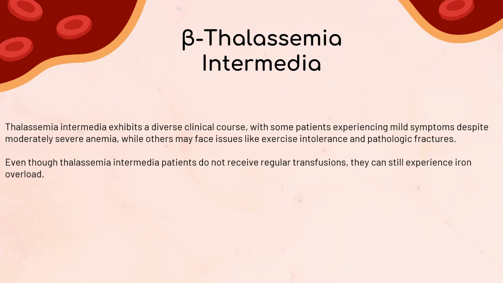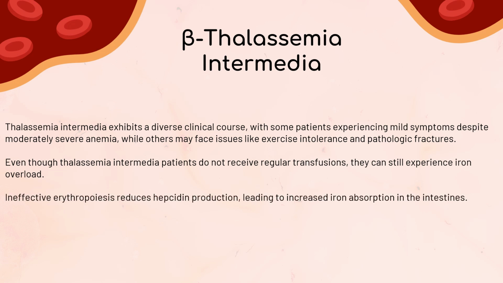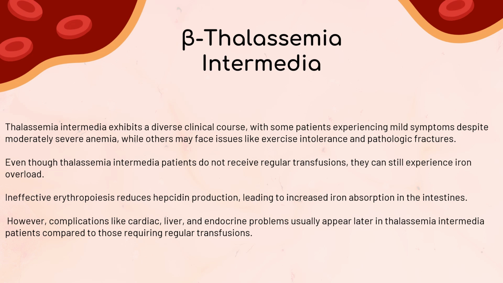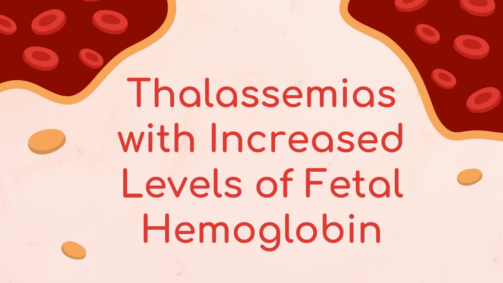Even though thalassemia intermedia patients do not receive regular transfusions, they can still experience iron overload. Ineffective erythropoiesis reduces hepcidin production, leading to increased iron absorption in the intestines. However, complications like cardiac, liver, and endocrine problems usually appear later in thalassemia intermedia patients compared to those requiring regular transfusions. Thalassemias with increased levels of fetal hemoglobin.